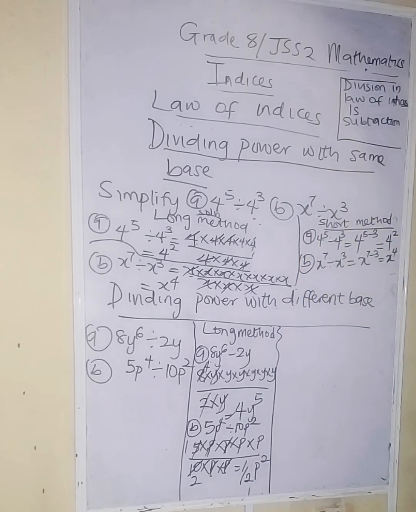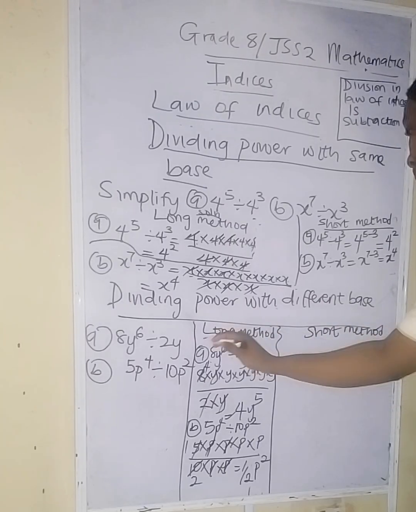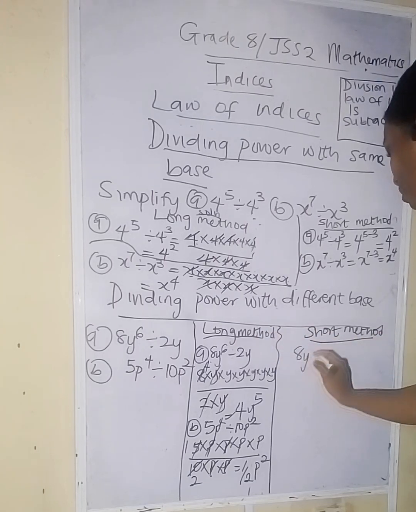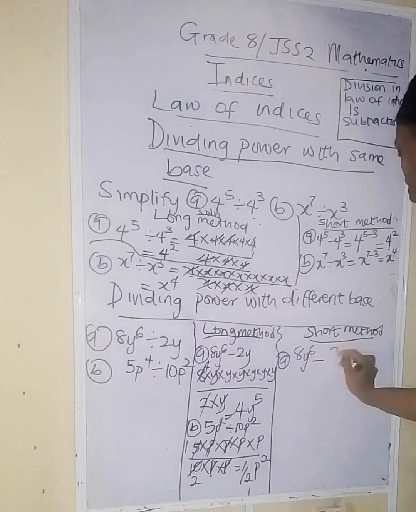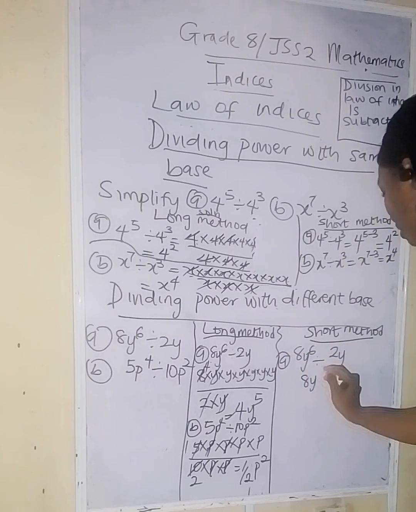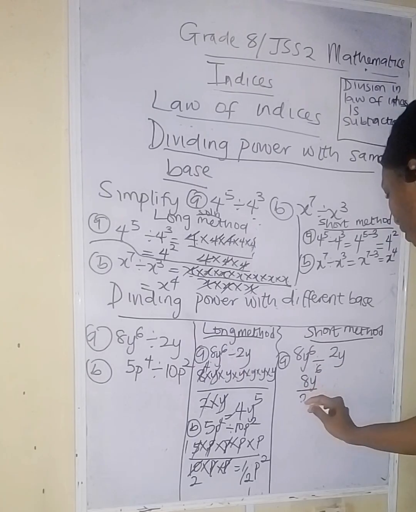So now let's do the short method. That is 8y6 divided by 2y. So how are we going to do this? We'll just do it like this. 8y raised to power 6 divided by 2y.